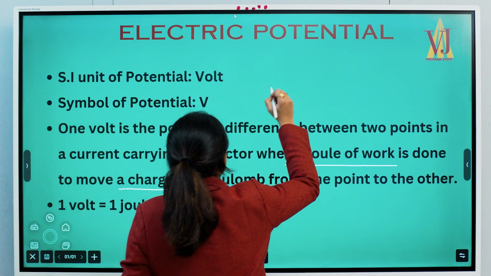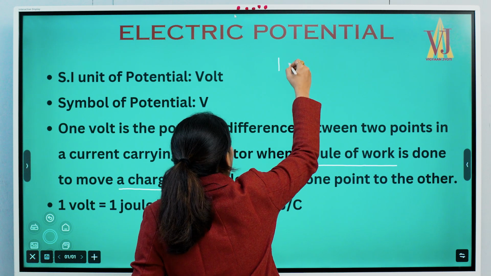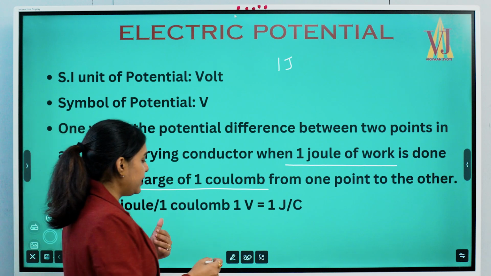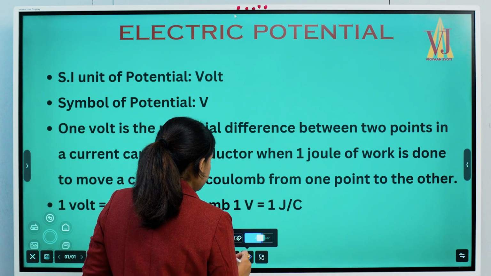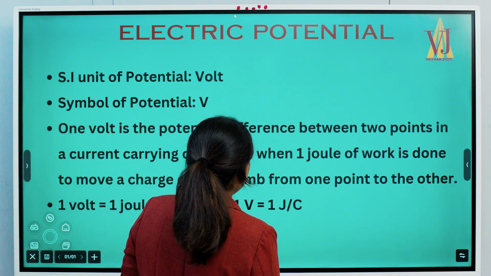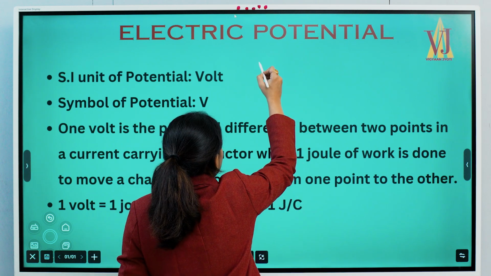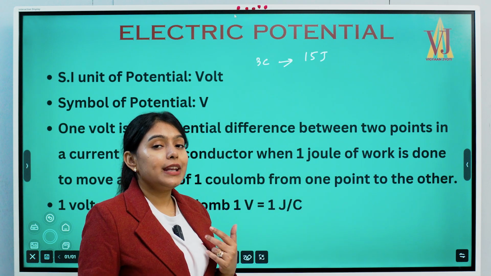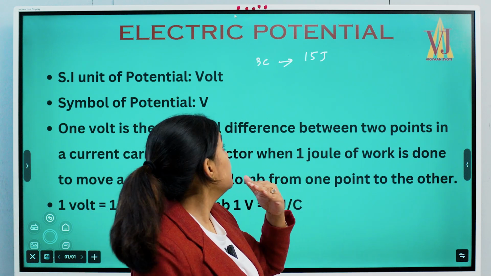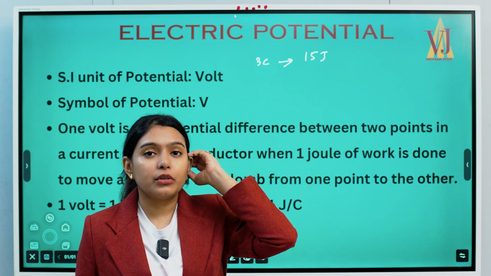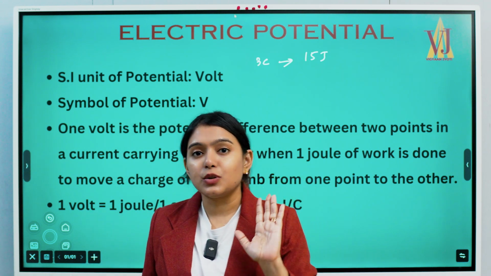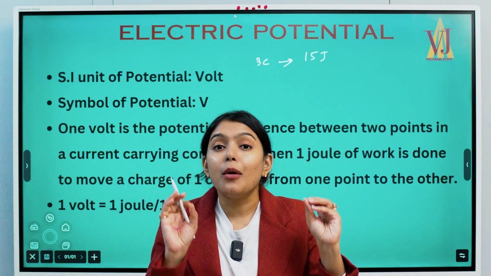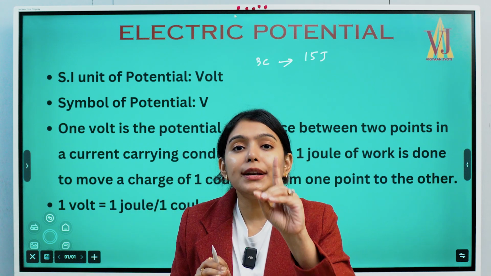Okay, that means we will say that if I have done 1 joule of work, I'll do it in a different way. Let's say in moving 3 coulomb of charge, I have taken 15 joules, right? So what did I say? In moving a 3 coulomb charge, I have done 15 joules of work. Now electric potential comes into play and says, I am not interested how much work you have done for 3 coulomb. I am interested how much work you have done for 1 coulomb of charge.